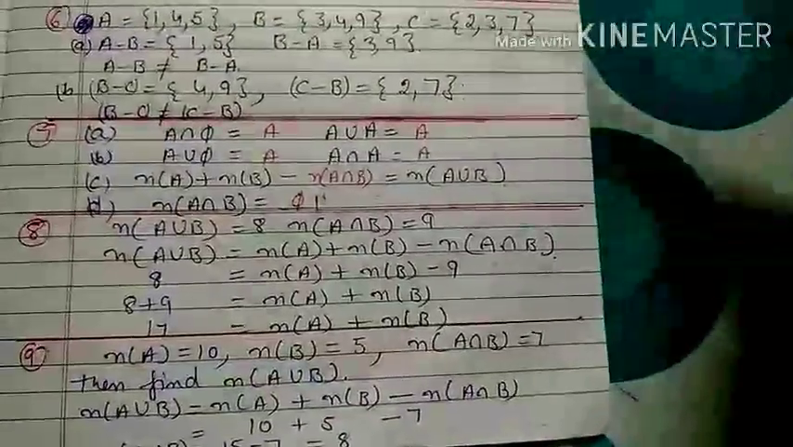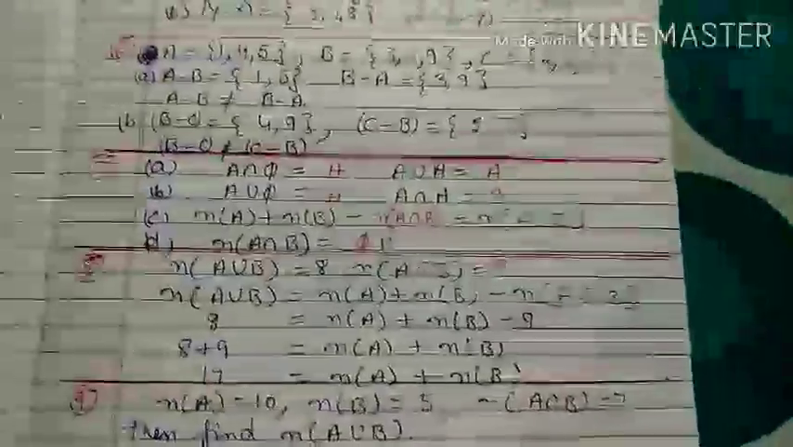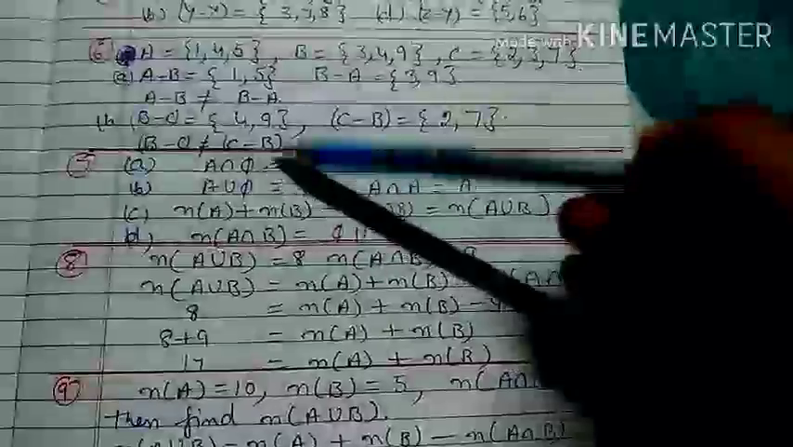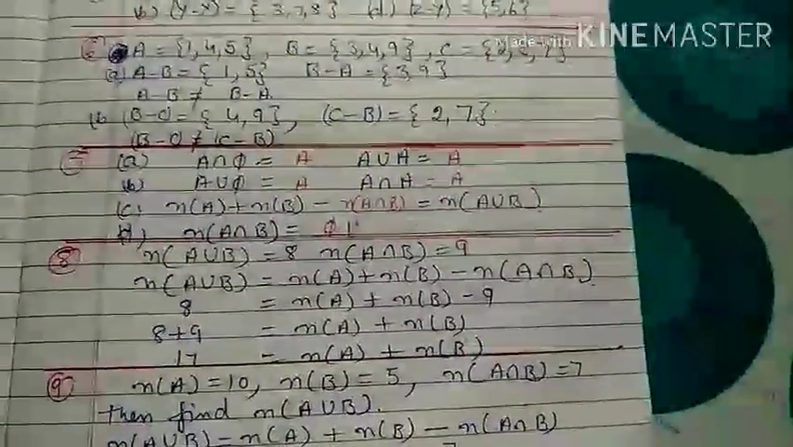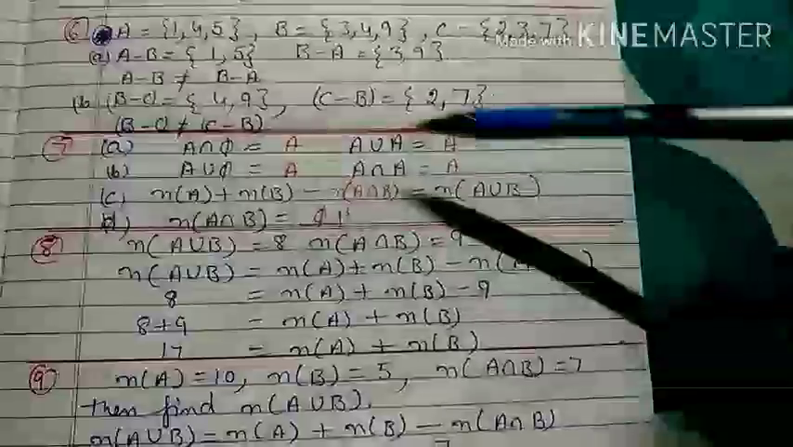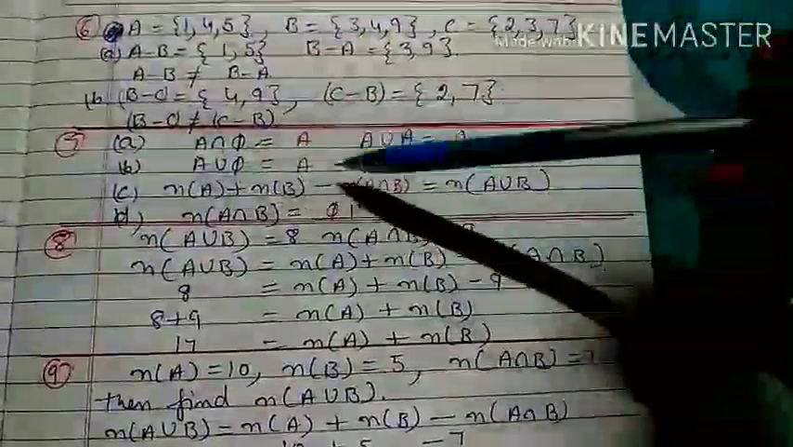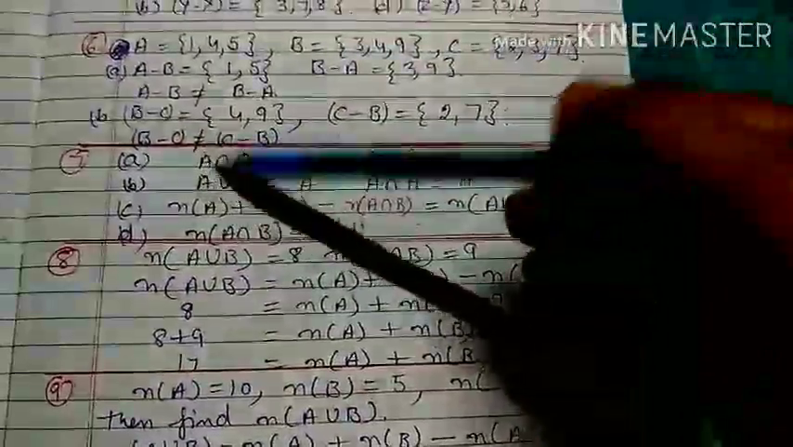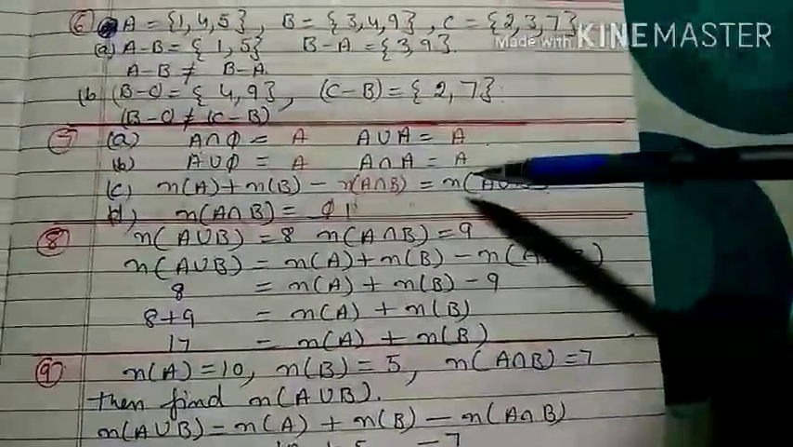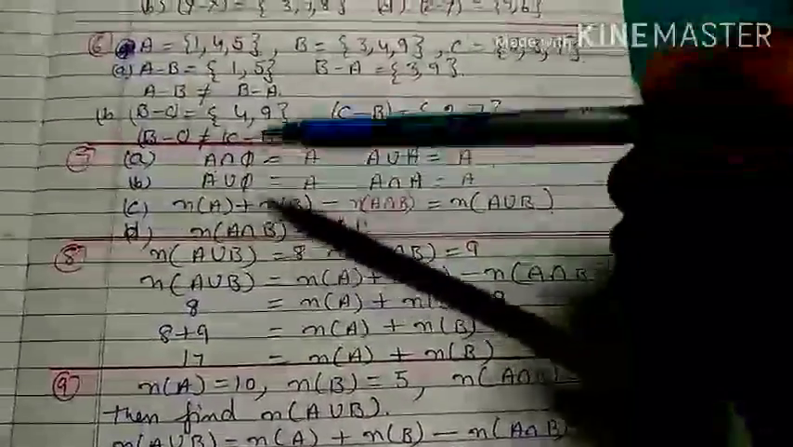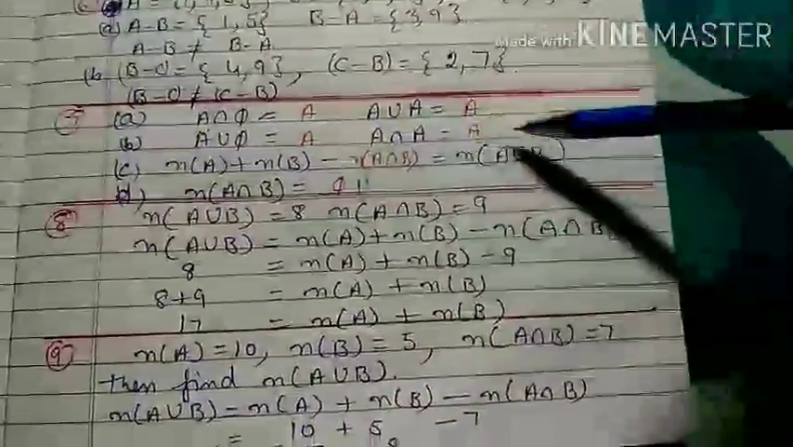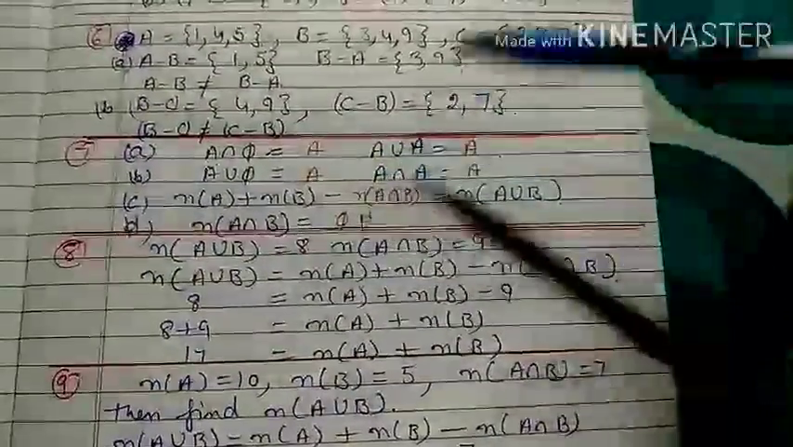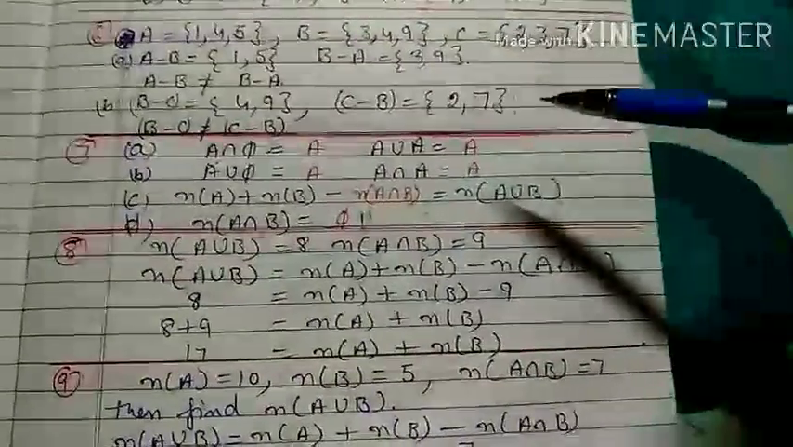Your fifth question, phi will be there, if any set you have to intersect with A intersection phi. A union phi is A, because phi is also part of the set. A union A is A. A intersection A is A. The cardinal property: n(A) plus n(B), if it is equal to the number of elements in A union B, there must be minus the number of elements in A intersection B.